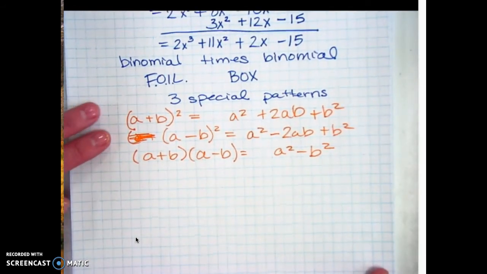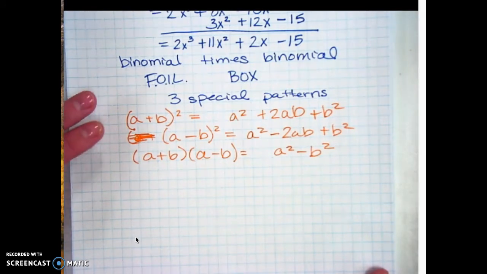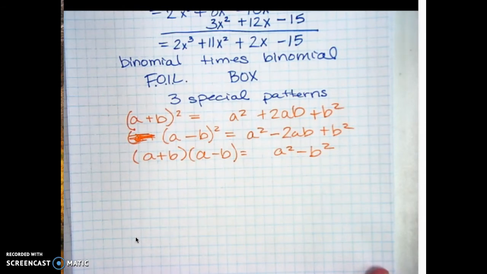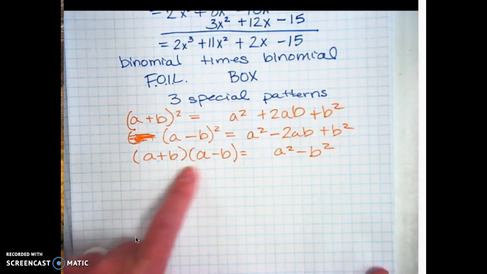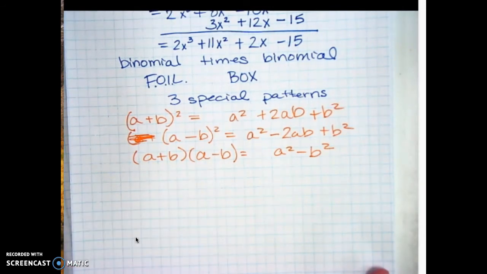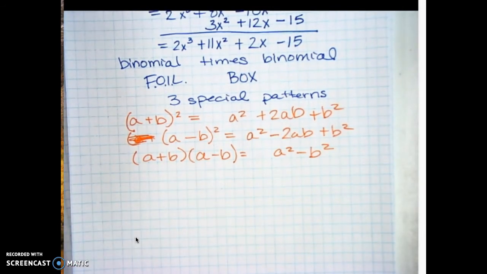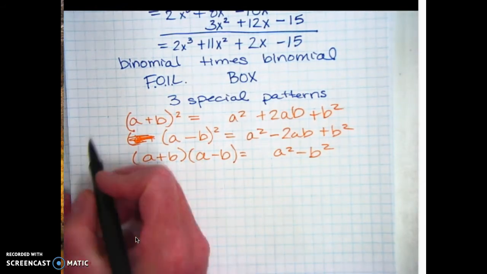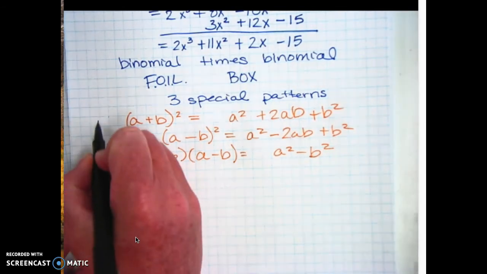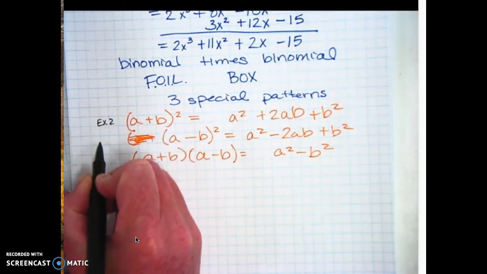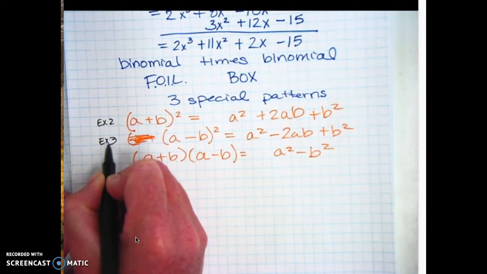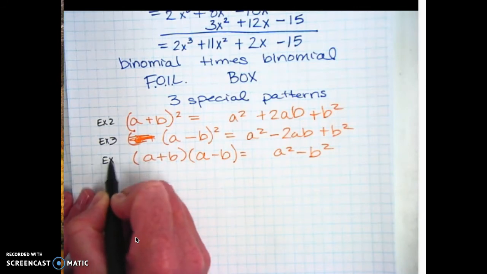The first two I find semi-useful, and I will use them once in a while. But generally, I just FOIL and combine the two middle terms. The third one, however, is quite useful and will actually end up saving you quite a bit of time. Okay? So I will do an example of each. So this first one is going to be example 2. This second one is going to be example 3. And this third one is going to be example 4.